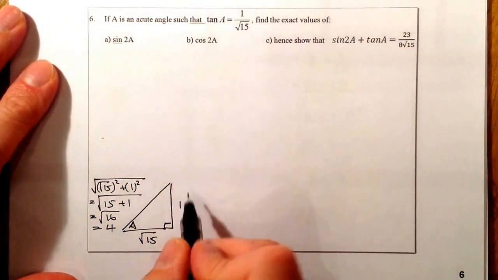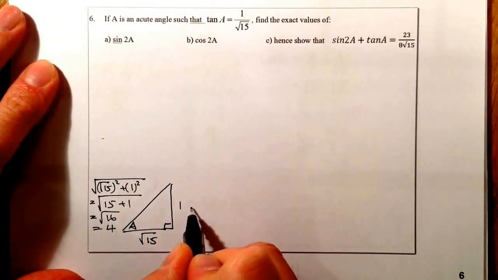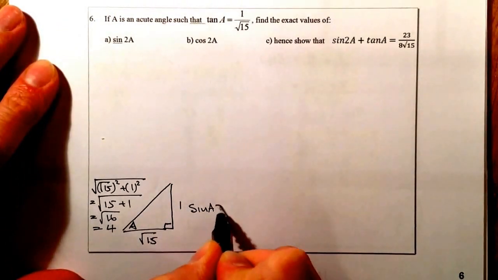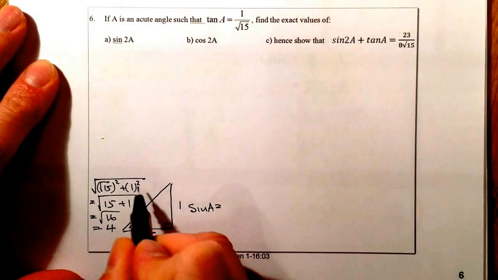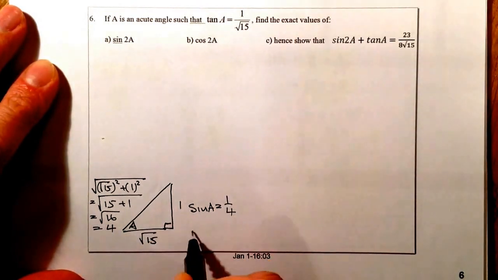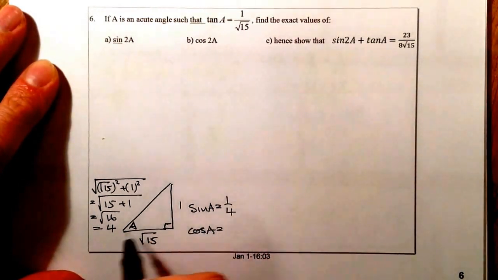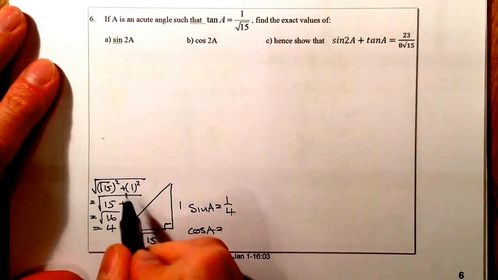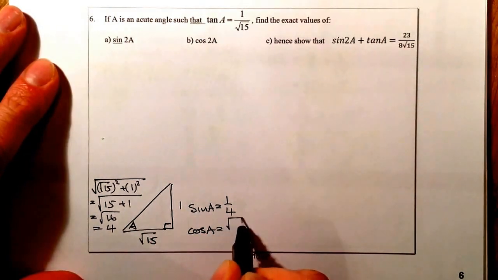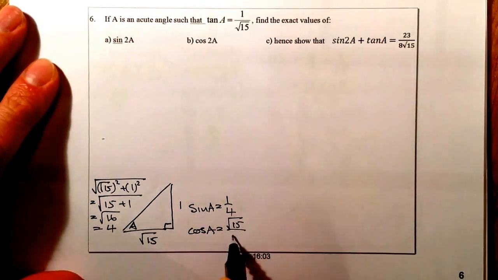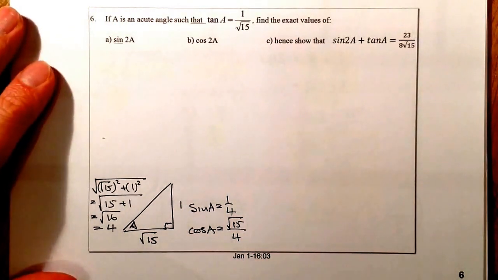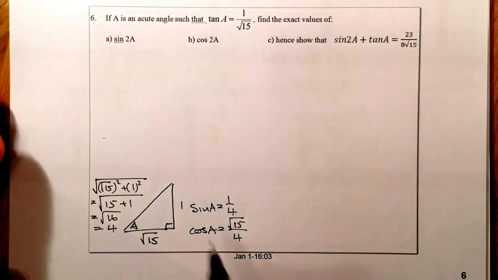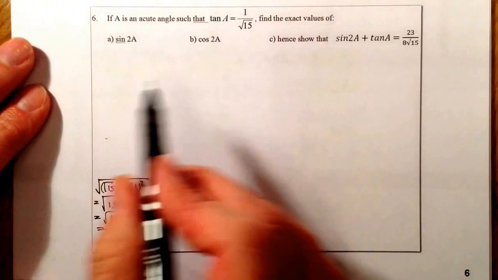Right, I know what tan is, so let me just work out what sine is. So sine A is equal to the opposite over the hypotenuse, 1 over 4. Cosine A is the adjacent over the hypotenuse, which is root 15 all over 4. Right, so that's me got some bits of information I may need for the rest of it.